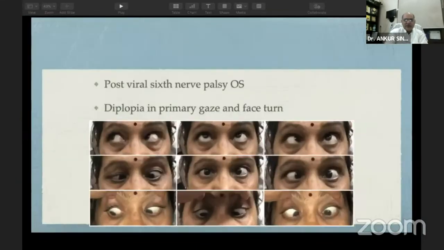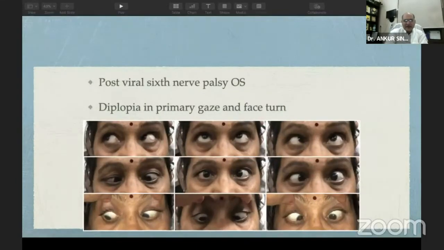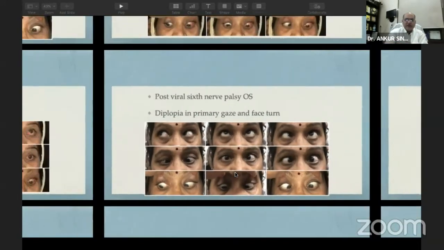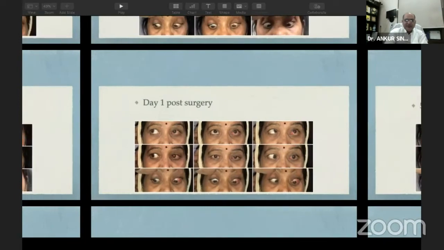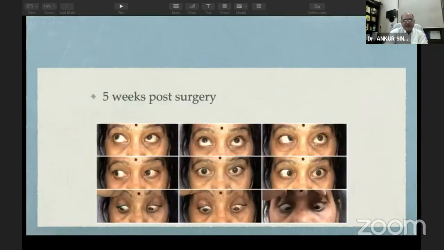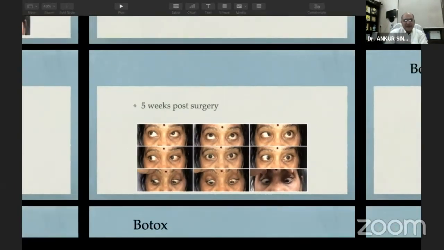This is another case of post-viral 6th nerve palsy. Again, the left eye is not crossing at all, not moving at all. And this patient underwent a large MR recession along with superior rectus transposition to lateral rectus. This is 5 weeks post-surgery. We can see a good alignment here.